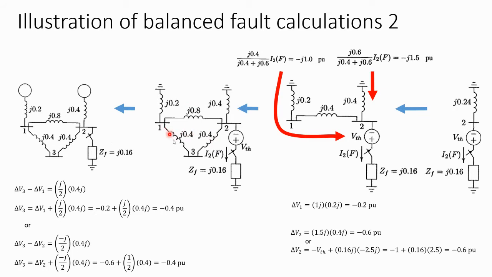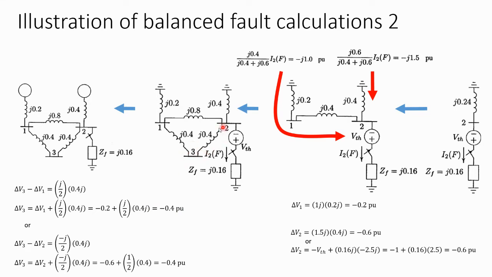If I define the voltage drop in this branch between 1 and 3 in the direction of bus 3 to bus 1, then I will write my equation as such. Delta V3 minus delta V1 equals the current flowing from bus 3 to bus 1 multiplied by 0.4j. Because the current is in the opposite direction of the fault current, I also have to switch the polarity of the fault current from negative to positive. Then delta V1 will be the value I obtained previously, and I substitute the value and obtain delta V3 as negative 0.4 per unit.